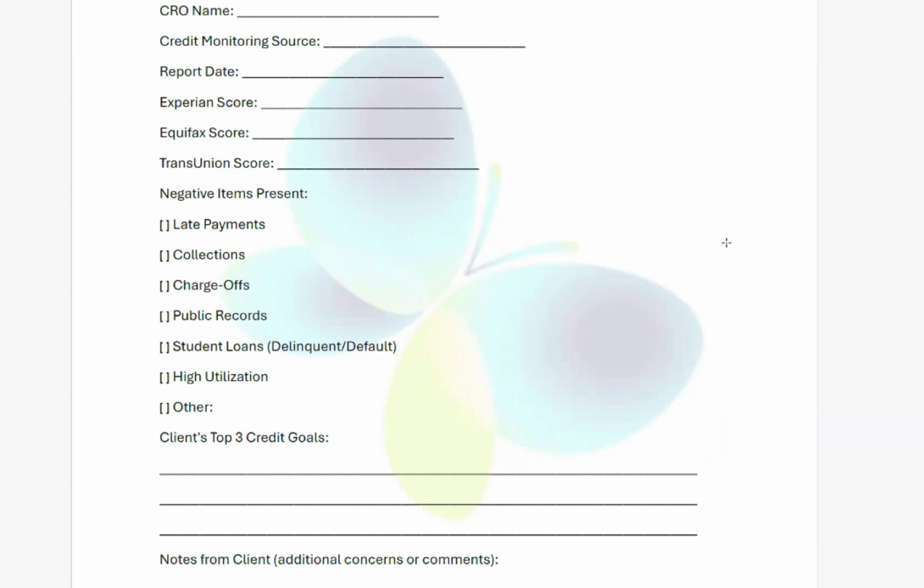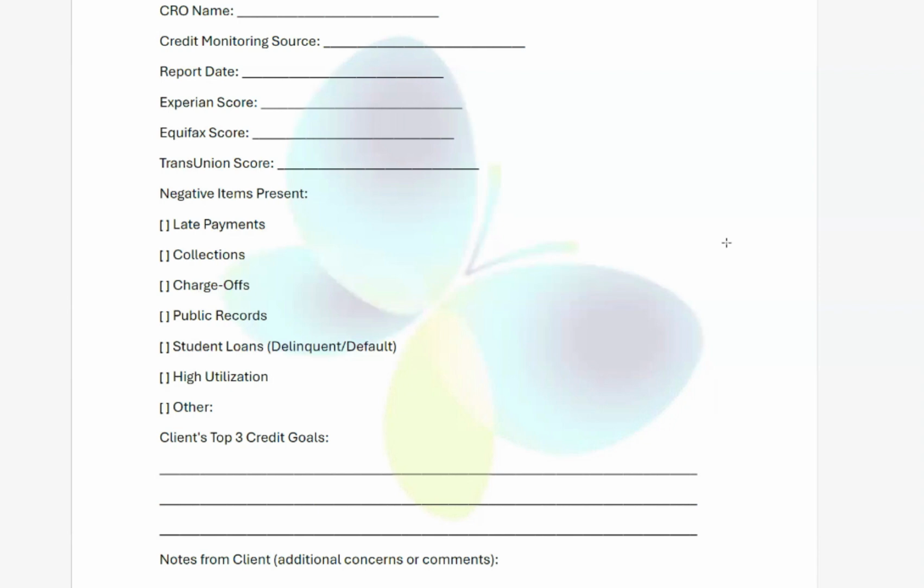If I see that they have a lot of things that need to be settled or paid off, I'm going to talk to them about that. I'm going to see how much money we have to work with. I'm going to get some basic information right up front so that I can create the right plan for them.